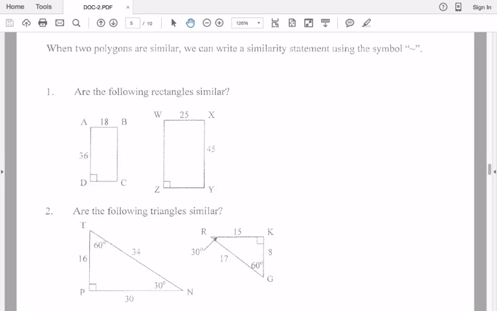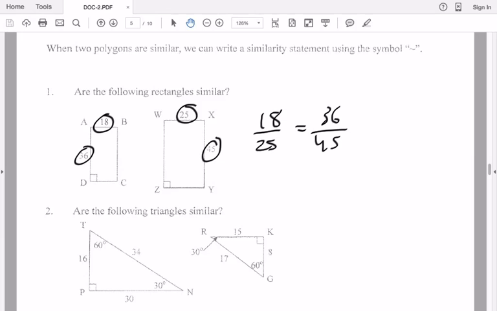So let's write them out. Let's go 18 over 25 equals, and then let's do 36 first, and we'll do 45 for the corresponding side. So to make sure that these are similar, we would simplify these fractions. Simplifying the fractions is one way. Another way is to cross multiply, but these are big numbers, and I don't feel like writing that stuff out. So let's try to simplify. See, 18 and 25, I can only divide 25 by 5 and itself, and I cannot divide 18 by 5. So right now I can't simplify that.